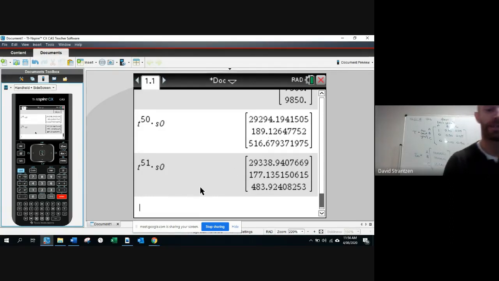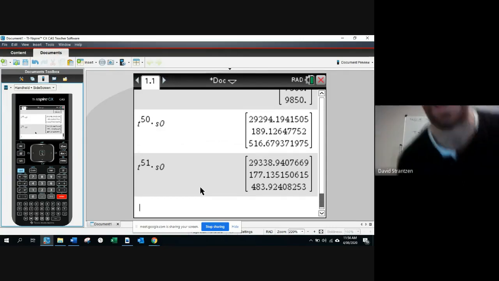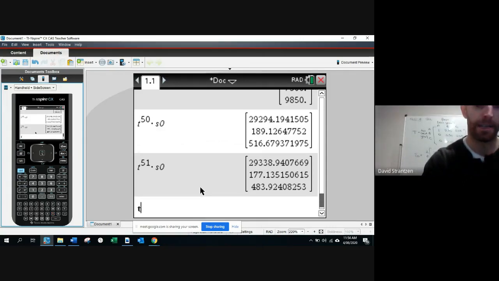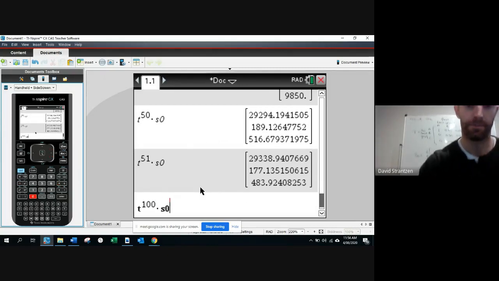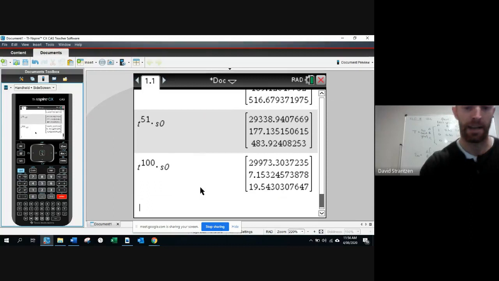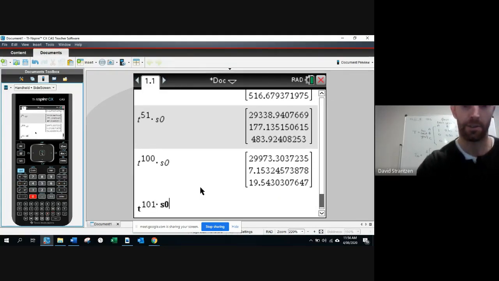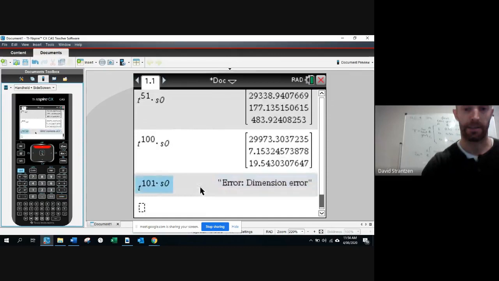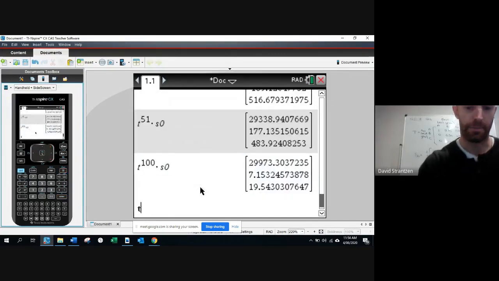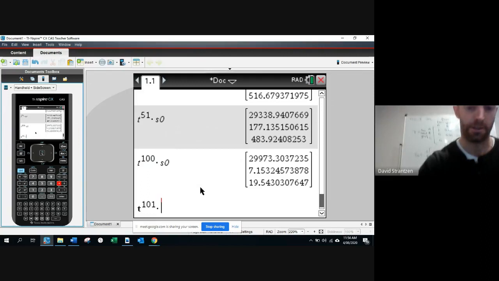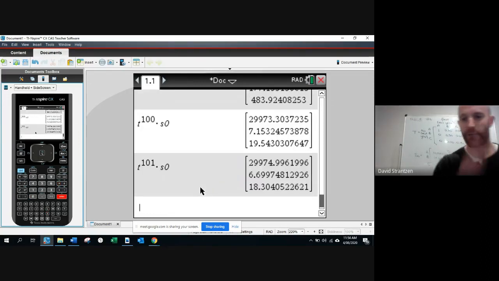Okay, so obviously 50 and 51 didn't work. Sometimes that's going to happen. So I'm going to try a bigger number, T to the power of 100 times S0, and T to the power of 101 times S0. Okay, now we're getting much closer to steady state. There are very few birds at sites B and C, 7 and 20 if I round to the nearest whole number, and that even changes for the next year. But we haven't quite reached steady state. The numbers are still changing.